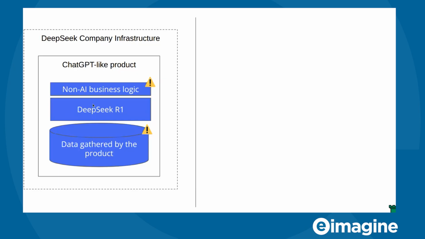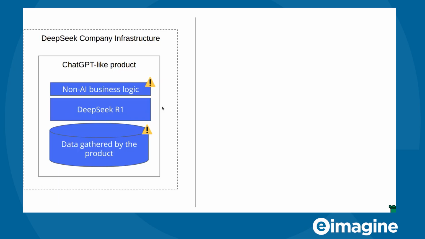And somewhere in the middle of that ChatGPT-like product is the model that's powering it, DeepSeek R1, let's say. But also surrounding that model are all sorts of non-model things that you would normally include in any type of SaaS product, like account management, authorization, payment management, and all sorts of tracking in terms of data gathered by the product. And all of this then goes to the DeepSeek company infrastructure, right?